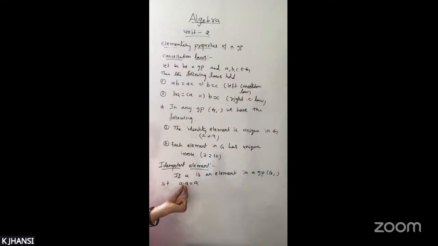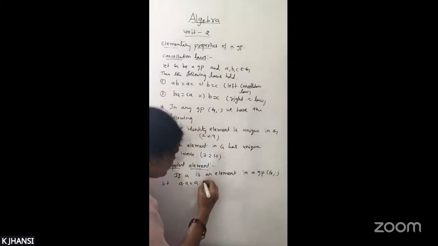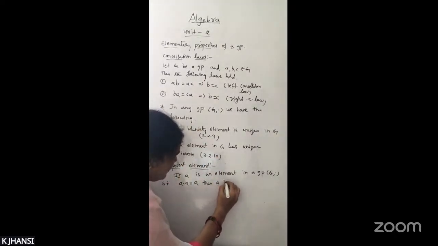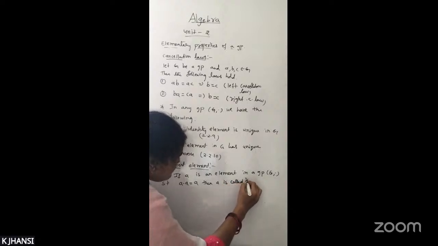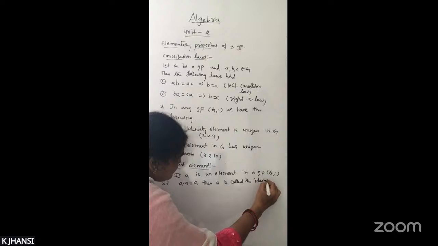Simply you can think that whenever one element a is there, if you want to get the same element as the resultant, then if it is a multiplication operation, compulsorily the other one will be the identity element, that is 1. That means a into 1 is equal to a. Here also, whatever a is there, the second a will be the identity element. Okay. So that is called an idempotent element. Then a is called the idempotent element.